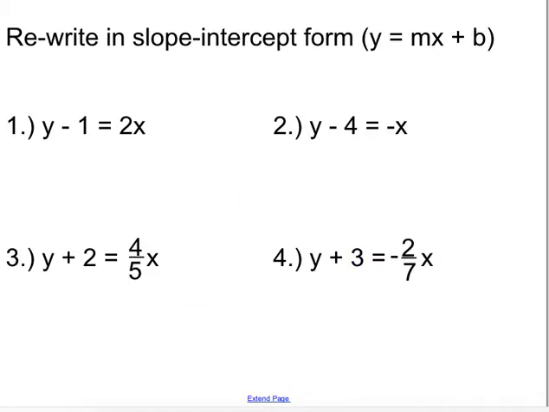Let's look at example number 1. Y equals negative 1, or sorry, y minus negative 1 equals 2x. So do you see who's not in the right spot?